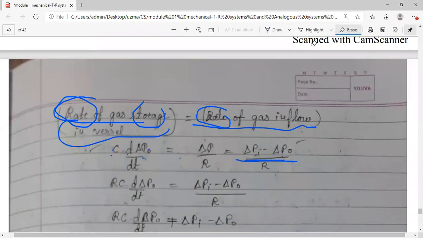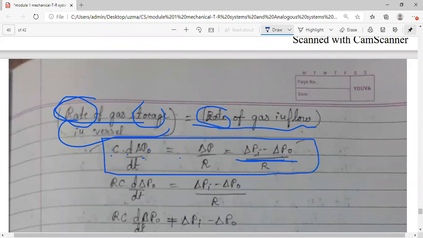Look at this equation. Tell me what is the input and what is the output. It's very clear. Consider this and consider this. Okay, this is simple. Delta P indicates change. Don't consider this. What is the input?